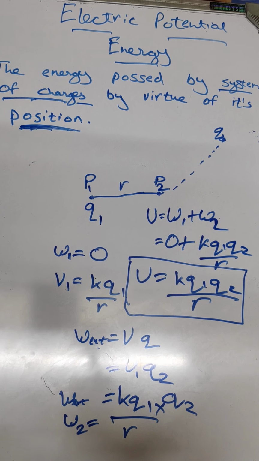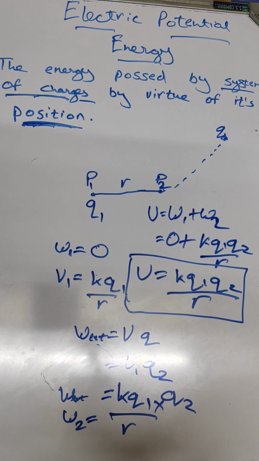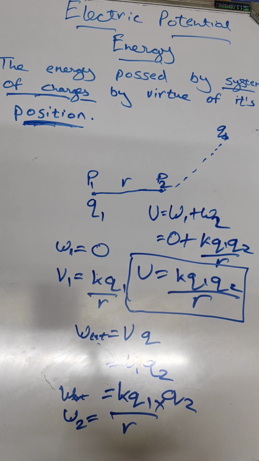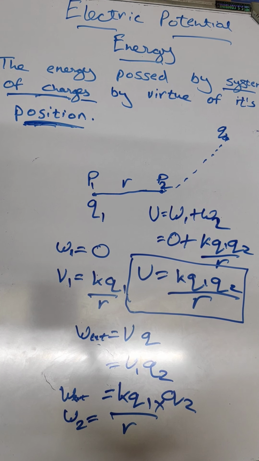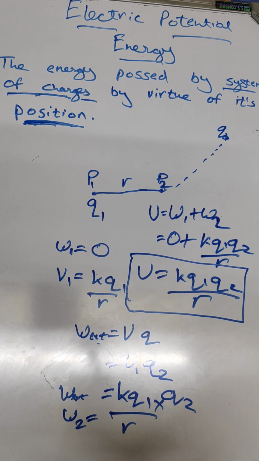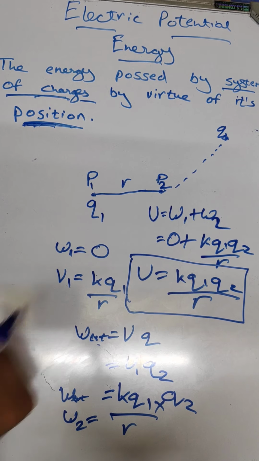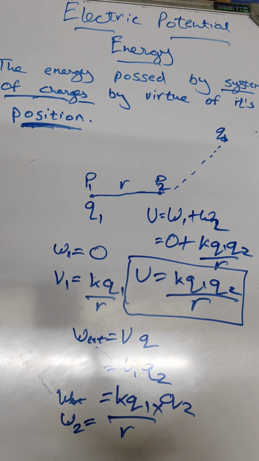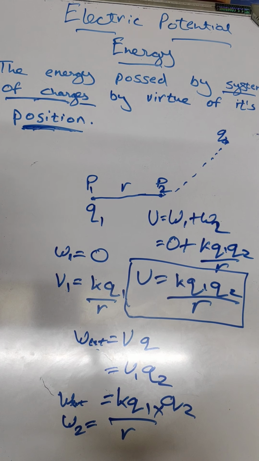Now the definition. The electric potential energy of a system of point charges may be defined as the amount of work done in assembling the charges at their locations by bringing them in from infinity. I hope you can understand it. I'll repeat it once again. Potential energy of a system of point charges may be defined as the amount of work done to assemble the charges in the required configuration from infinity. That is your electric potential energy. I hope this is very clear.